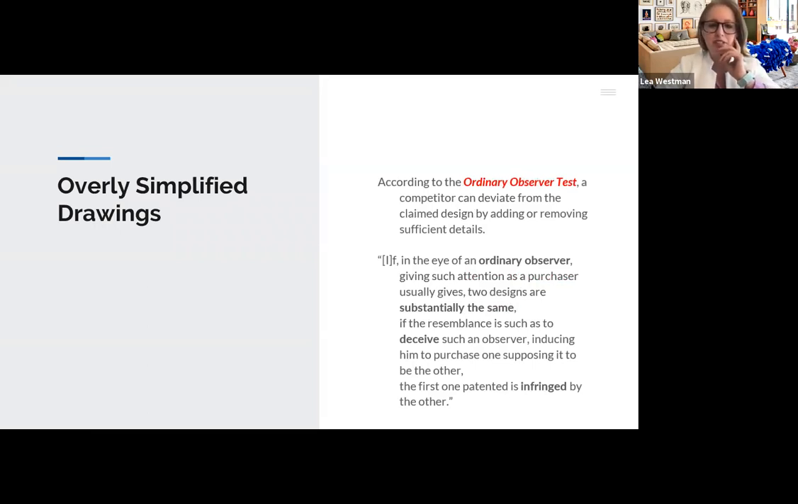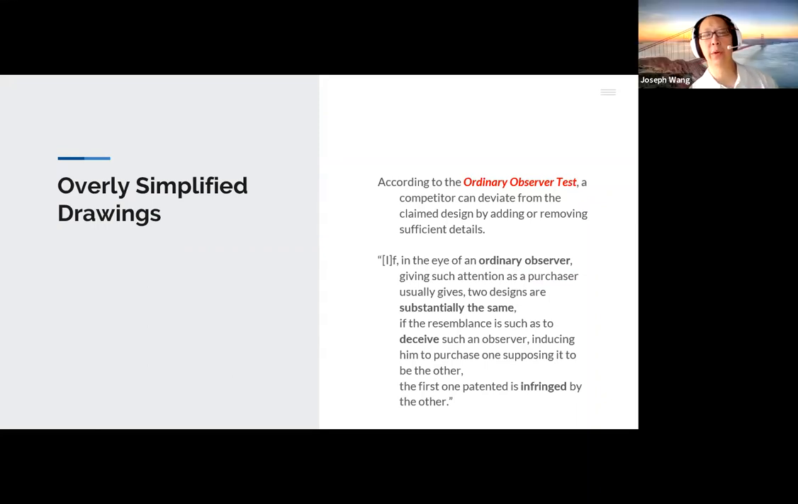So the ordinary observer test we've been talking about, and Joe pulled out a few quotes that define the ordinary observer test itself. This is the full test, and I think it's worth committing to a 3x5 card or memory for any design practitioner. This is the full ordinary observer test in its entirety. If, in the eye of an ordinary observer, giving such attention as a purchaser usually gives, 2 designs are substantially the same, if the resemblance is such as to deceive such an observer, inducing him to purchase one supposing it to be the other, the first one patented is infringed by the other.